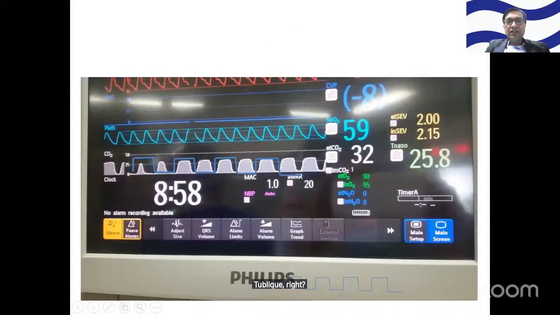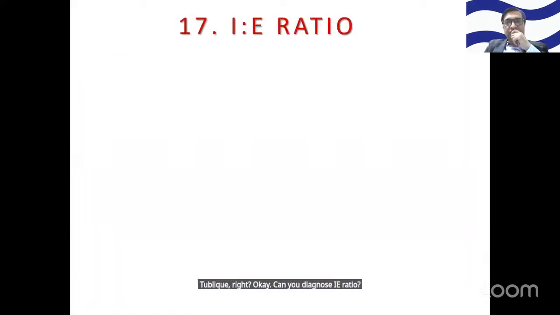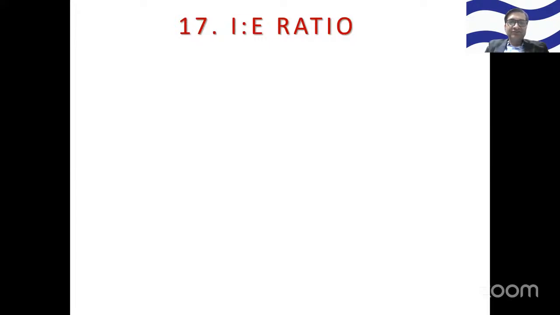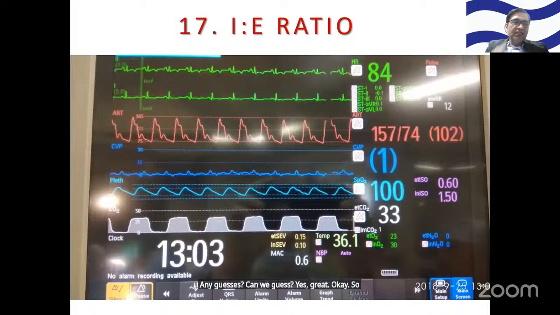Okay. Can you diagnose the IE ratio from EtCO2? How many say yes? So if I put an EtCO2 waveform, can you diagnose what IE ratio this patient is being ventilated at? Any guesses? Can we guess? Yes. Great. Okay. So people who are saying yes, what is the IE ratio for this patient?